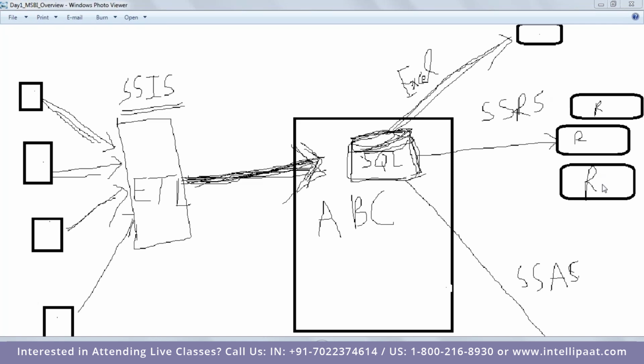But from the classical BI standpoint, as I mentioned, typically what we are trying to achieve is to load all our data into a data warehouse. So our source is typically operational systems and our destination is a data warehouse. That's from a very classical BI standpoint. All right, awesome.